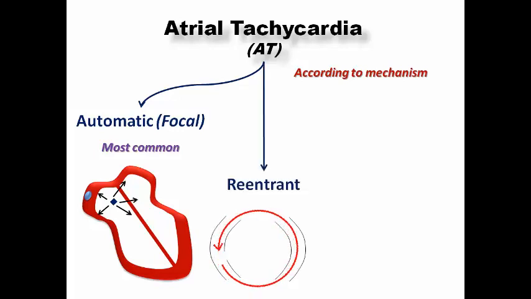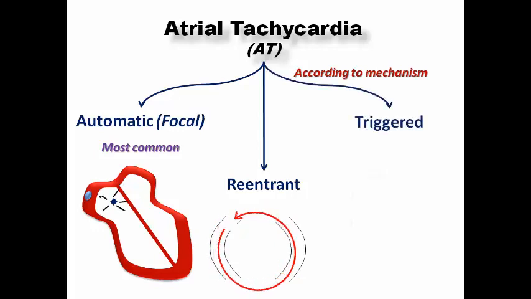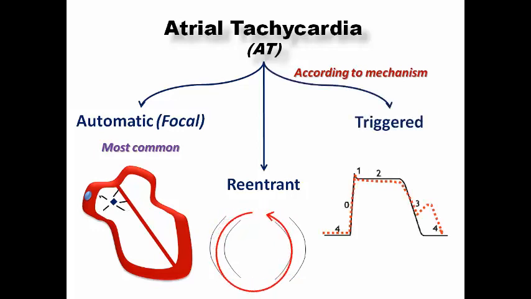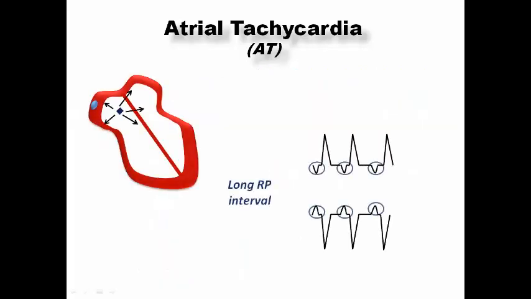We have as well the reentrant atrial tachycardia, which is more common in patients with structural heart disease, for example a patient with rheumatic heart disease or a patient after mitral valve replacement. There is fibrous tissue inside the atrium, and so a reentrant circuit starts around this scar tissue, making reentrant atrial tachycardia, which is less common, and it is very difficult to occur in a structurally normal heart. And we have triggered atrial tachycardia, which is caused by triggered activity, like for example digitalis toxicity.